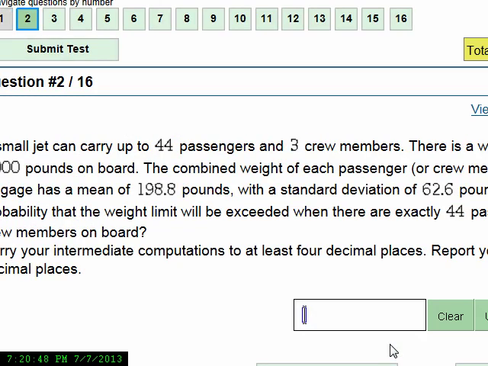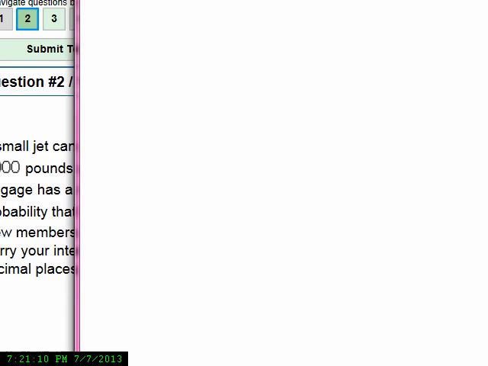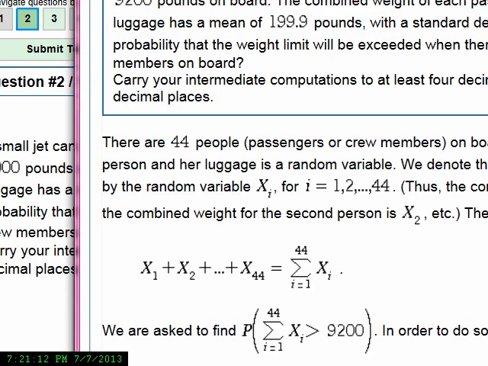A small jet can carry up to 44 passengers and 3 crew members. There is a weight restriction of 900 pounds on board. The combined weight of each passenger or crew member and his luggage has a mean of 198 with a standard deviation. What is the probability that the weight limit will be exceeded when there are 44 passengers and 3 crew members on board? You know what? I think this is sample sum. Yeah, it is. So we're going to skip this one.